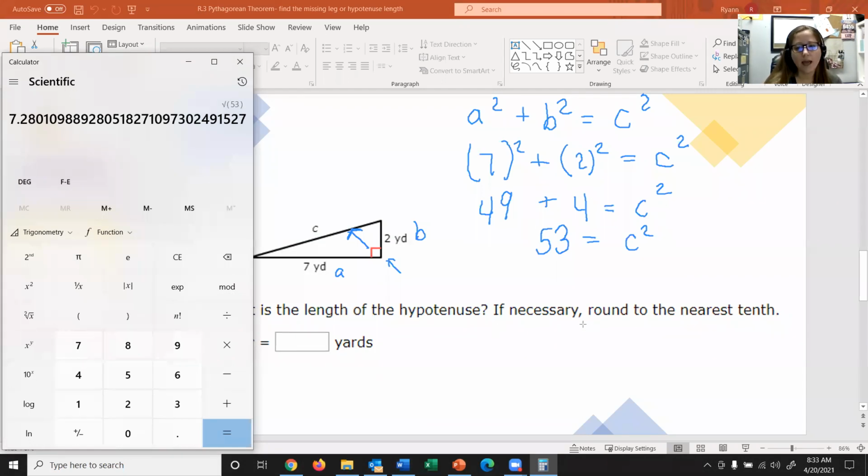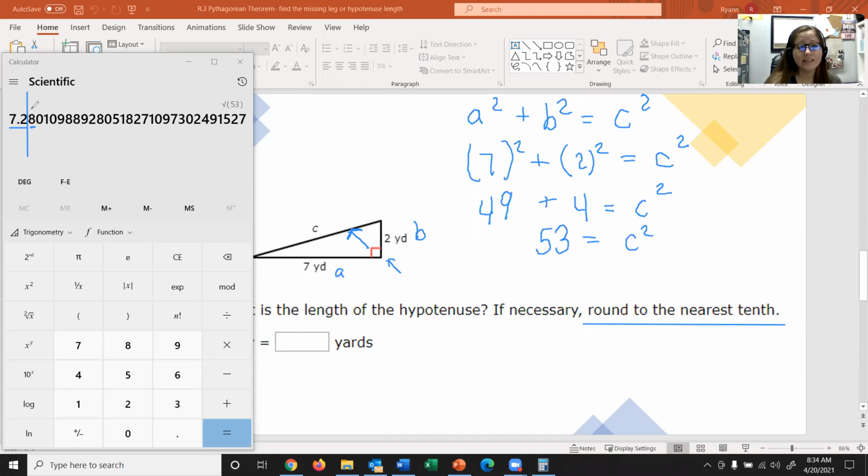We have to say, okay, now we need to round it to the nearest tenth. The tenths place is going to be one place past the decimal, so we're looking right here at this 2 in 7.2. And then we're going to look to this 8, okay? Remember the rule. If it's 5 or higher, we're going to raise that number up. If it's 4 or less, we're going to let it rest.